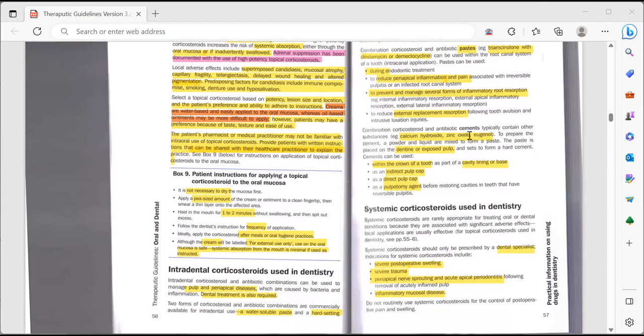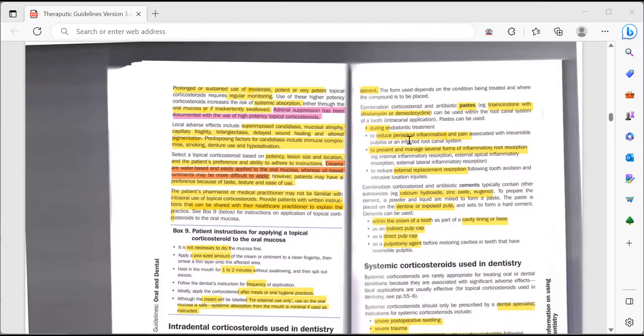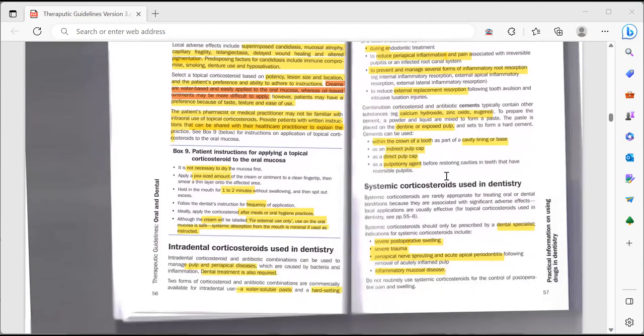The cement form we will use as a liner, as a base, as IPC, DPC, or pulpotomy. Just try to remember, we use cement in the case of lining, IPC, DPC, and pulpotomy, and we use the paste in the canals, during endodontic treatment, periapical inflammation, or root resorptions.